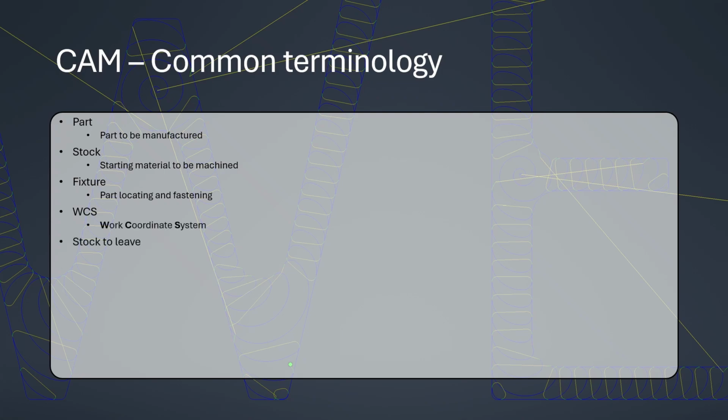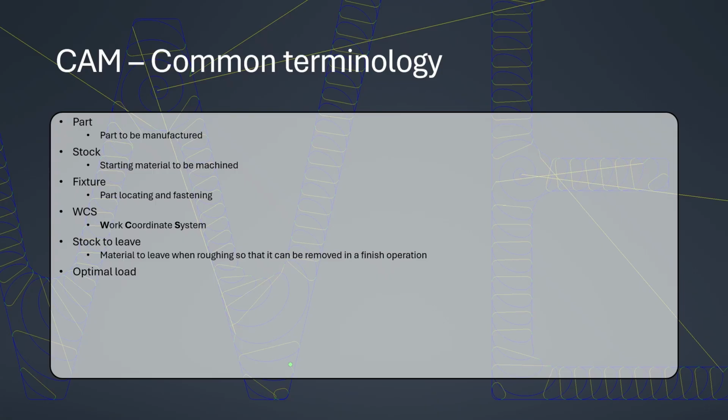Stock to leave. That is the amount of stock that you want to leave in a given roughing or even finishing operation. Sometimes roughing operations don't leave nice finishes, so you might want to leave some material to cut away afterwards, and that will be stock to leave. So that's the amount in millimeters you want to leave on each edge, basically. Because if you don't specify it, it will just machine right to the edge.